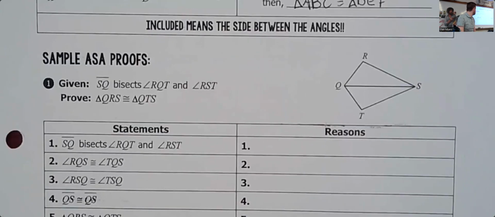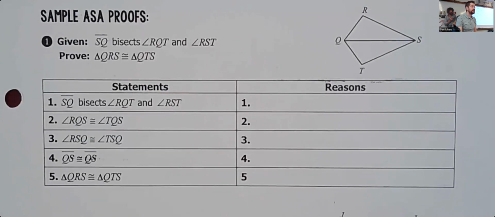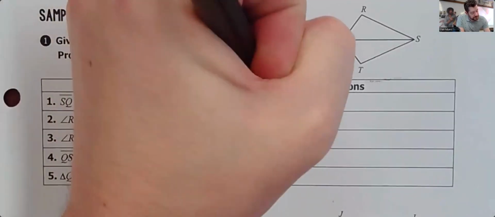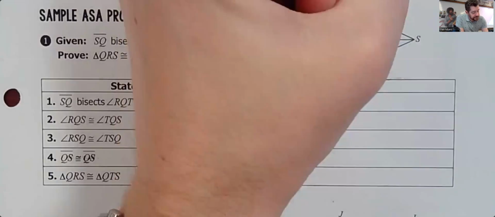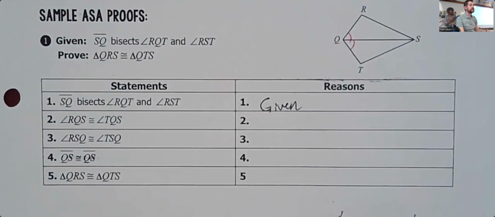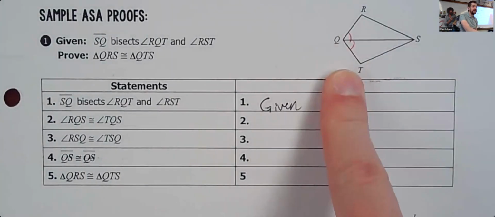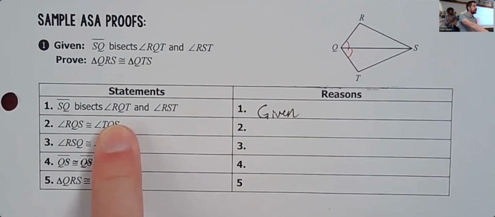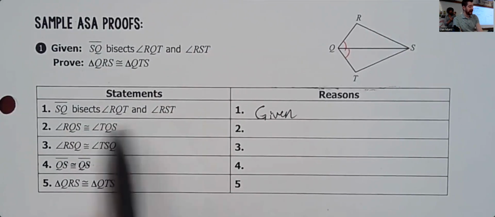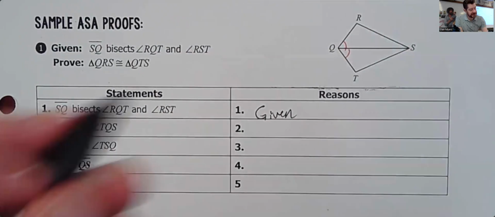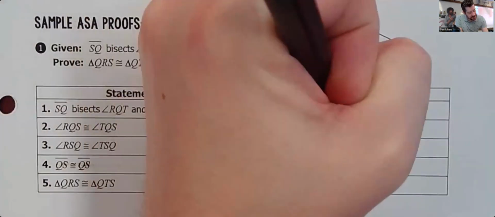Statement number 1, what's the reason? Given, yeah. All right, statement number 2 says that angle RQS, that's that one there, is congruent to angle TQS, which is that one there. So those two angles are congruent based on, what did we just talk about right here? Angle bisector, yeah. Remember your reference page, still going to be useful here. If something is talking about angles being bisected and then you talk about congruent angles right after that, it's probably definition of angle bisector. The definition of angle bisector.